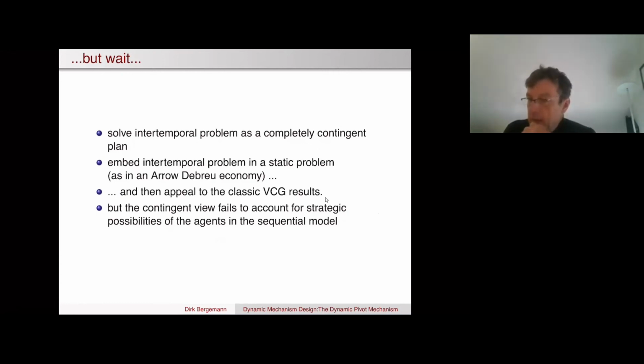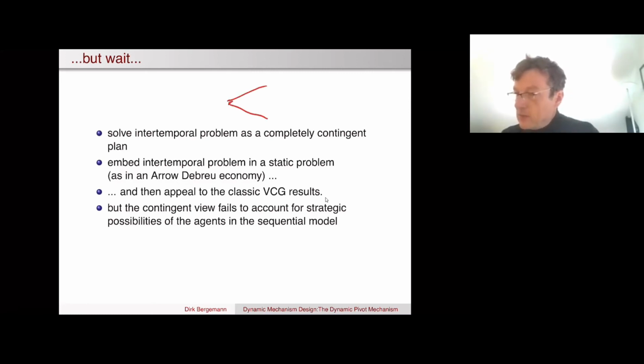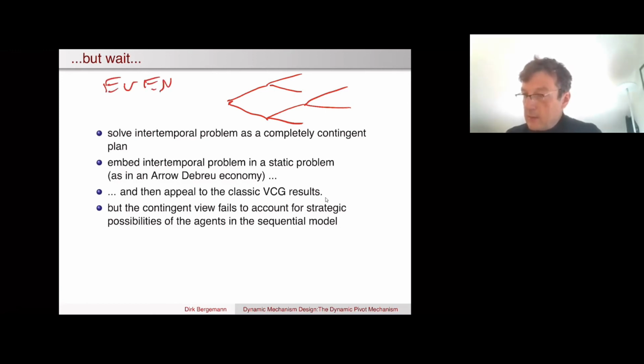Now, this sounds quite natural, okay? And so in some sense, what we're going to do is try to solve an intertemporal problem as a completely contingent plan. Okay, so it is as if you're looking all the way into the future, specifying all the possible contingencies, and simply thinking about making choices at every contingency, where now we think about the contingency both as a time period and also as a particular state of the world that is going to be realized. So the best way to think about this is basically as an event tree that unfolds over time into the future. Okay, so think about this as an event tree.